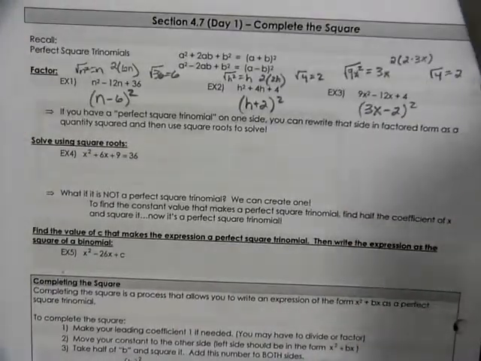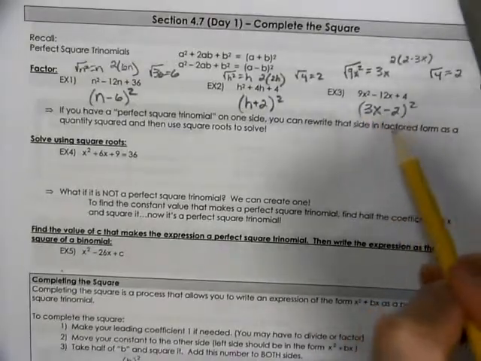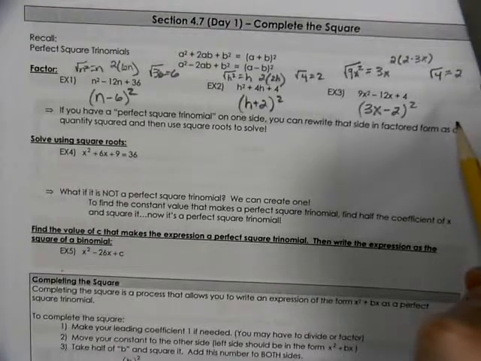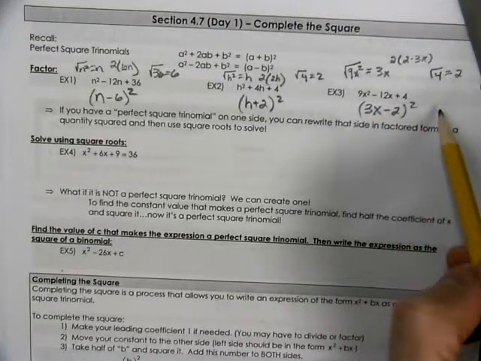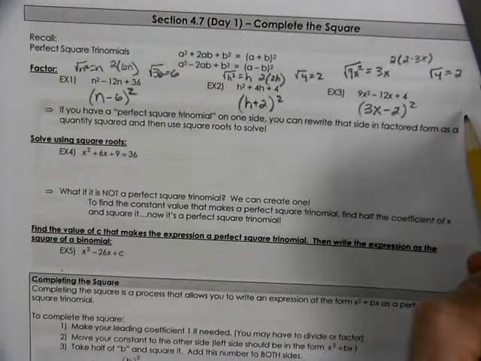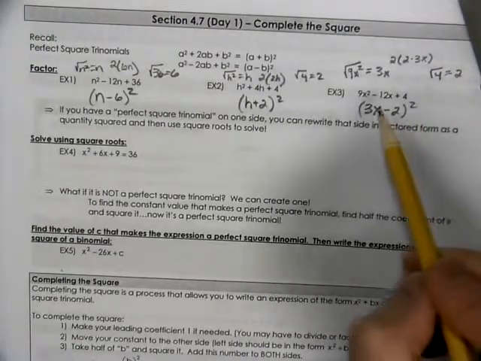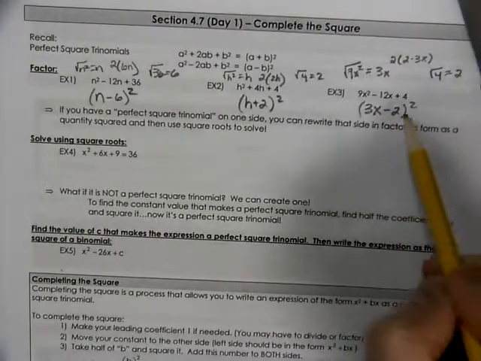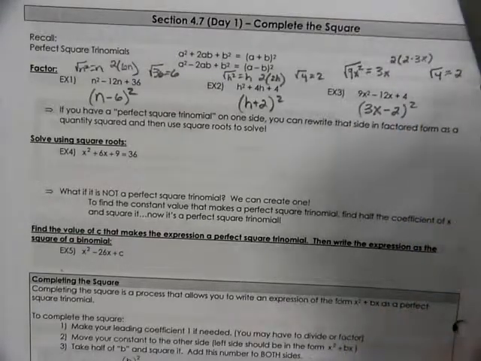2 squared. You'd have to write it out with 2 sets of parentheses for you to be able to check that with FOIL. But it would be 3x times 3x, 3x times negative 2 and negative 2 times 3x. That would give you negative 12x. And negative 2 times negative 2 to give you positive 4.